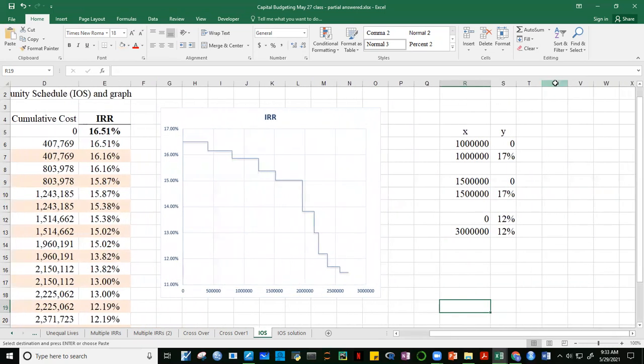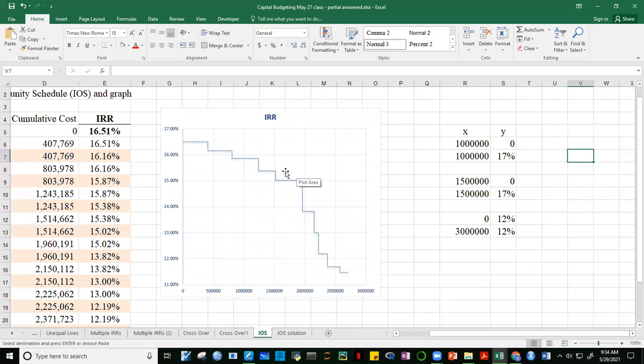So if I want to insert the plot for 1 million, this vertical line here, I have to identify first my x and y coordinates. X is 1 million and y is 0 at this point, and x is 1 million and 17% for y. So I plotted that here. X is 1 million, y is 0, and x is 1 million, and then y is 17%. So I can now insert that here.